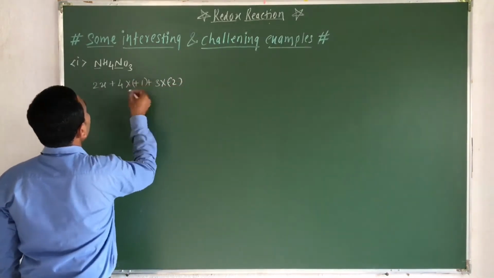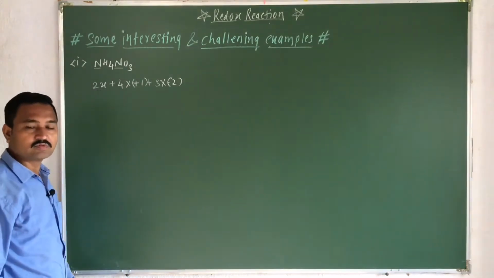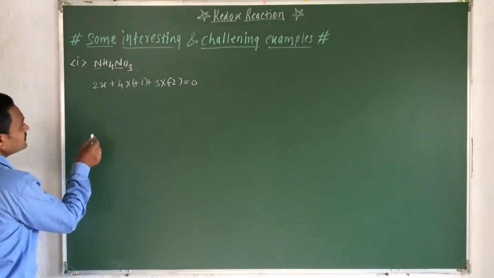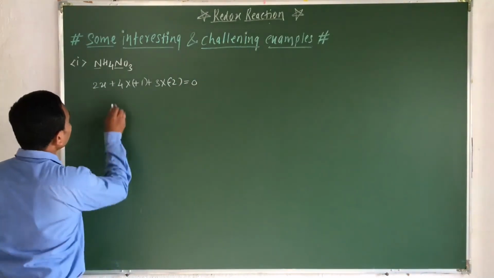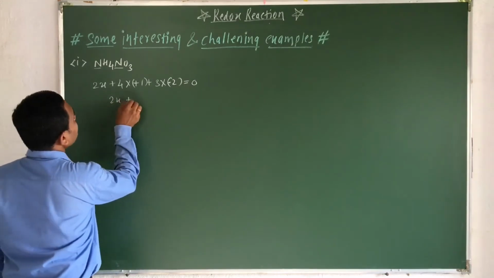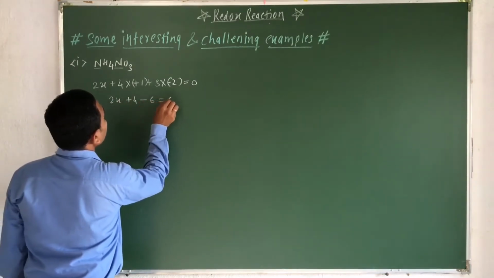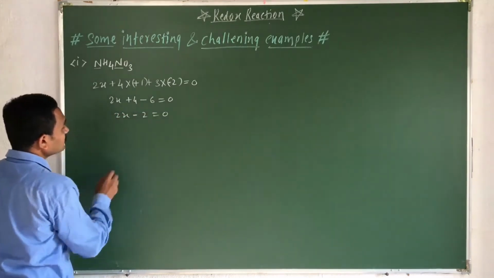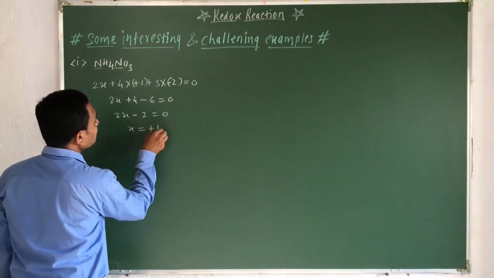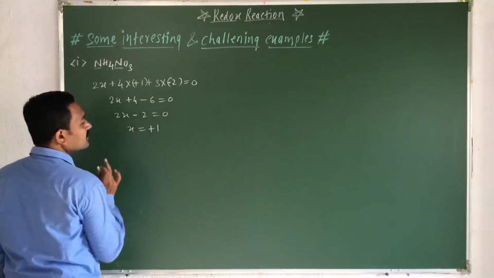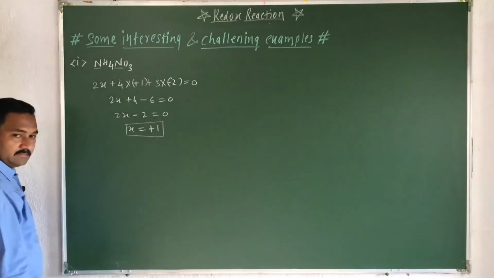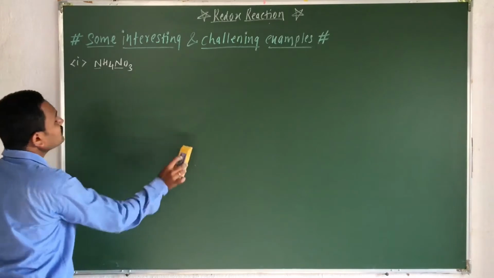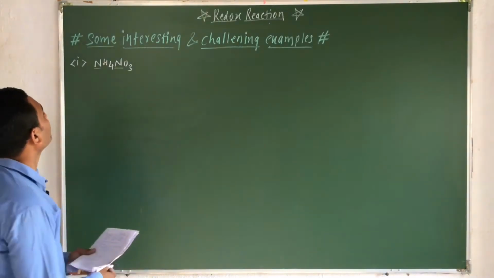So these are the oxidation states. Now the sum of the oxidation numbers will be 2X plus 4 minus 6 equals 0. Therefore 2X minus 2 equals 0, therefore X will be equal to plus 1. That is the simple method by using our simple rule. But remember, in this particular example we have to consider the nature of this particular compound.